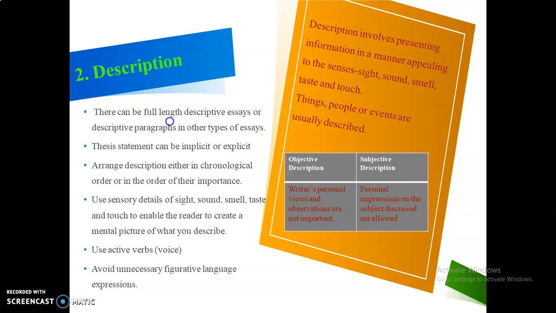And it's better to use sensory details of sight, sound, smell, taste and touch to enable the reader to create a mental picture of what you describe. Okay, sensory writing should be included. Then use active verbs. It's not advised to use passive verbs. You should always use active voice sentences in the descriptive essay, and avoid unnecessary figurative language expression. In a narrative essay, you can use figurative or literary language, but in this kind of essay you should avoid that.